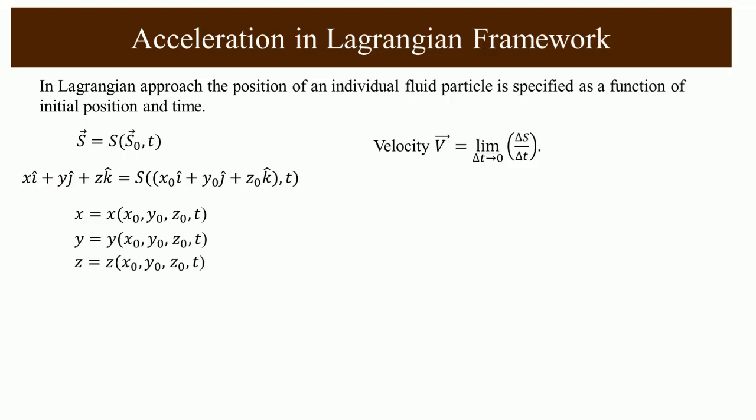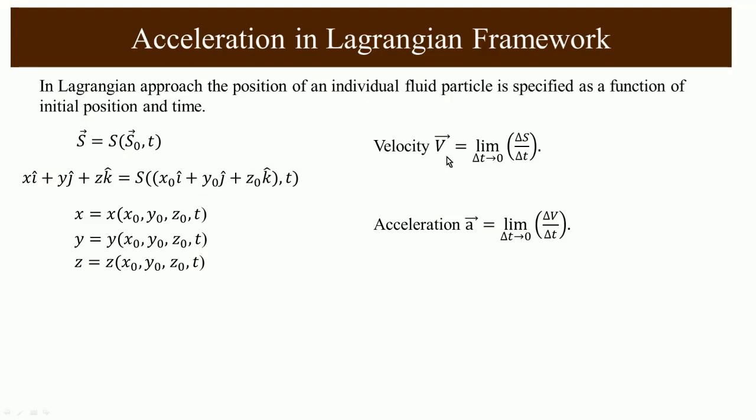Velocity we can easily find out by differentiating with respect to time, and acceleration we can get by differentiating velocity with respect to time. Now if you observe, x0, y0, z0 is a constant for a particle. If you fix a particle, this is constant. So velocity is a function of s, and this s is actually a function of only time. It is not a function of x0, y0, z0 because they are constant for a particle.